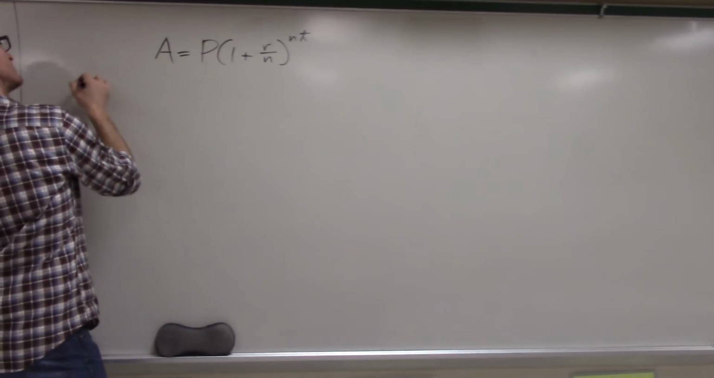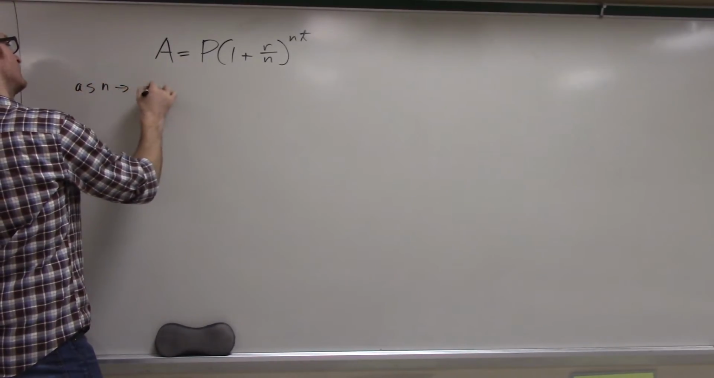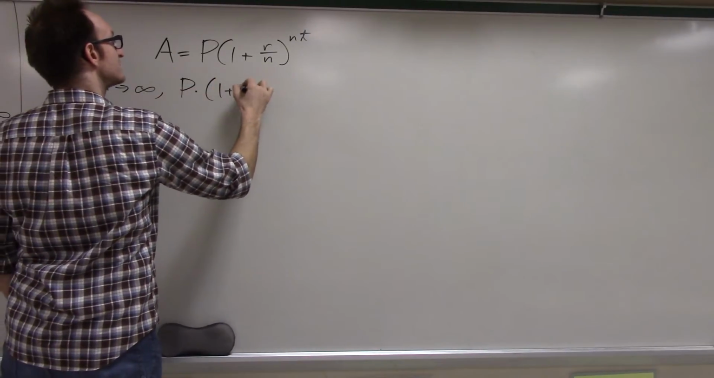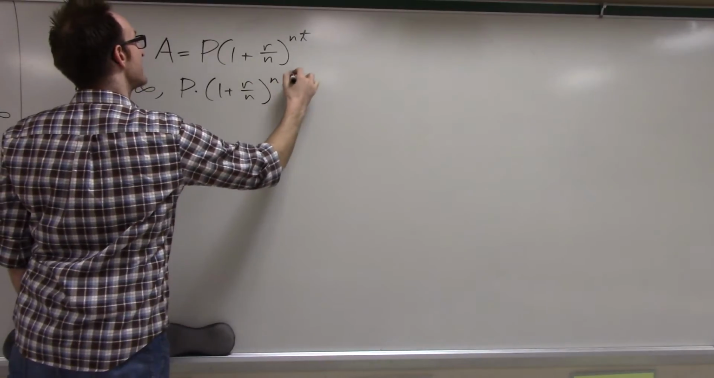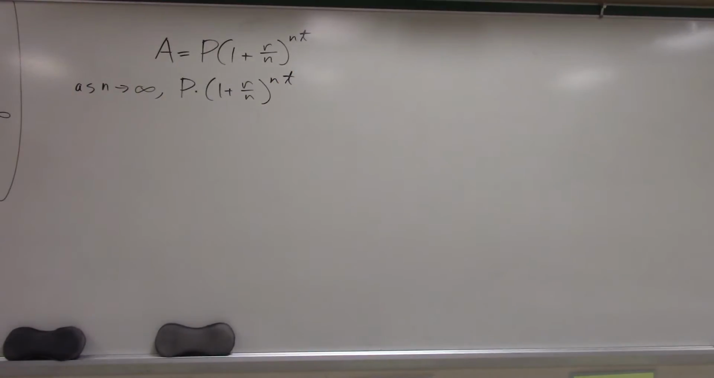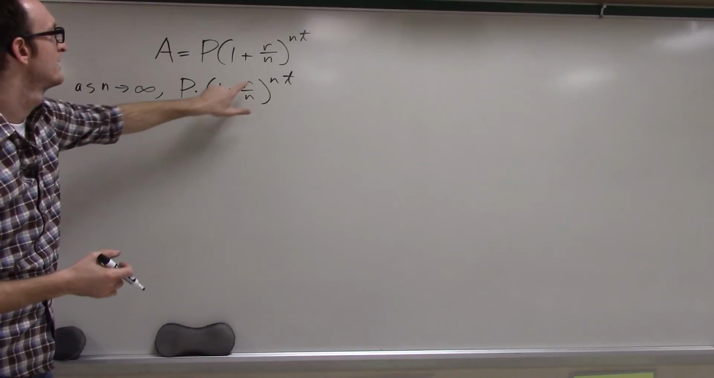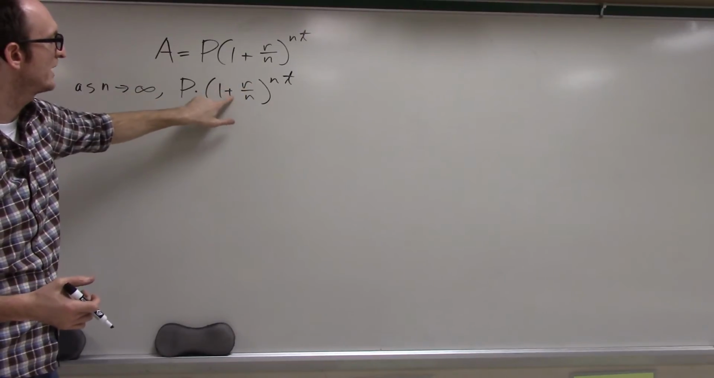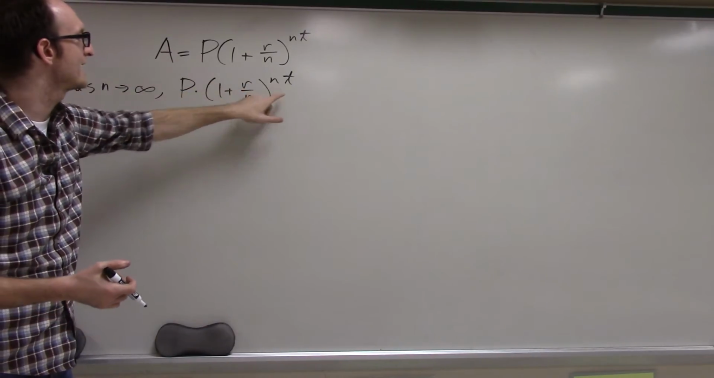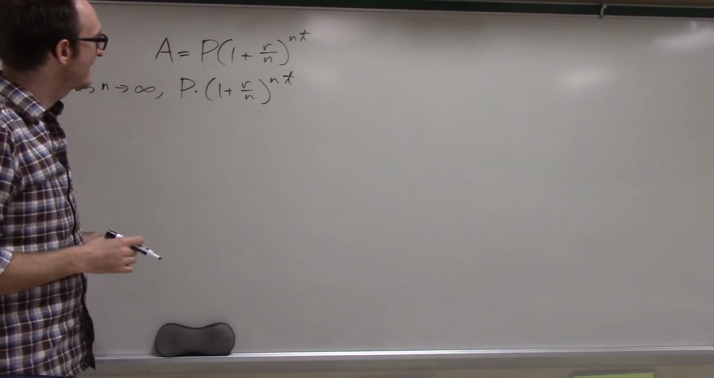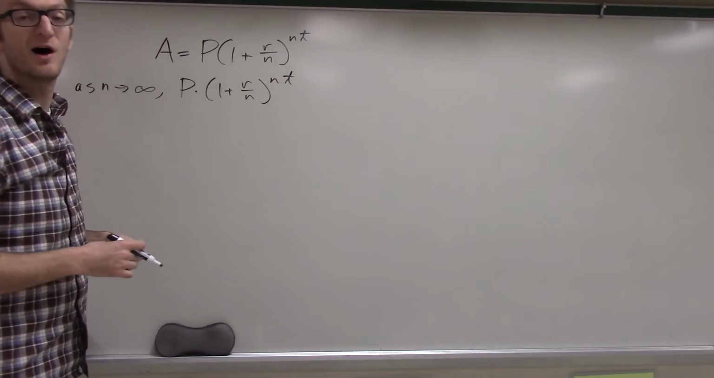approaches infinity? So we need to answer the question, as n goes to infinity, what happens to P times 1 plus r over n to the nt? If you look at this, it seems like e should be involved somehow. I kind of see an e in there, because that's 1 plus 1 over n to the n, and we know that is the definition of e, but not quite. The problem is that there's this annoying r, so we need to get that r out of there.